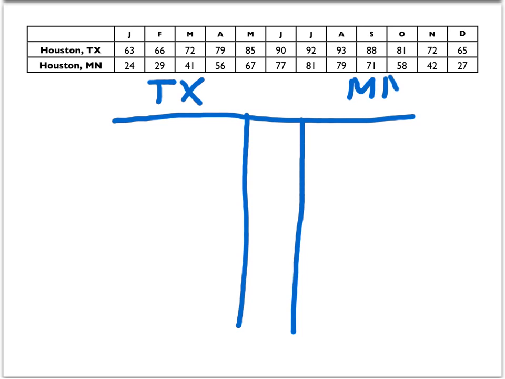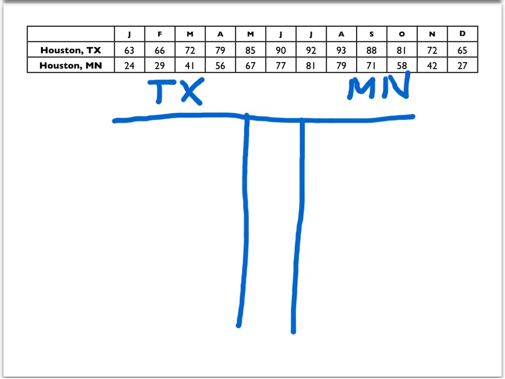Minnesota over here. Now, if we look at what our stem should be like, notice that obviously Houston, Texas would be a lot warmer. This is average temperature data, I should mention. Average high temperatures for each month of the year. Houston, Texas doesn't have any temperatures that are averaging below the 60s. Minnesota, on the other hand, does have a couple in the 20s, of course, in January and December.